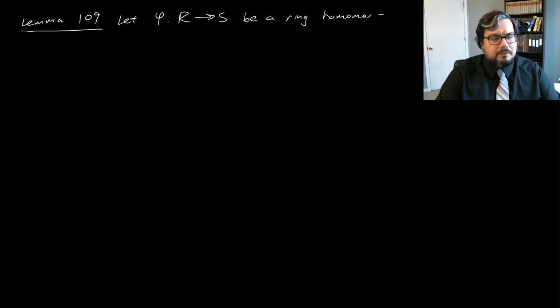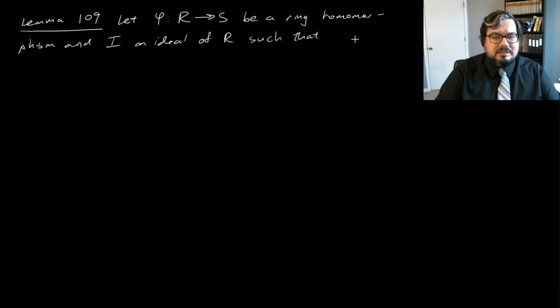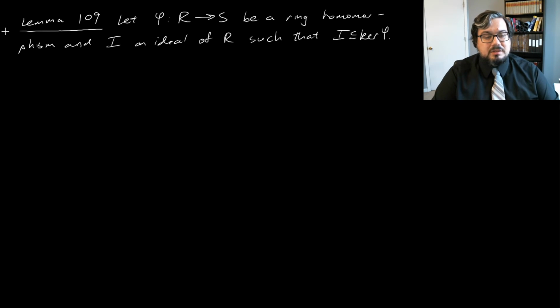So lemma 109 says, let phi from R to S be a ring homomorphism and I an ideal of R such that I is a subset of the kernel of phi. So I is an ideal of R, but everything in I is in the kernel of phi, which means that everything in I gets sent to the zero element of S.